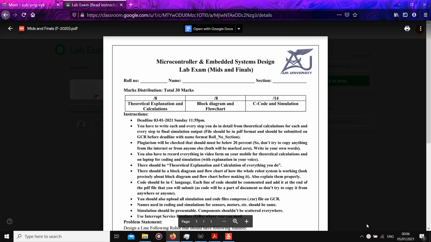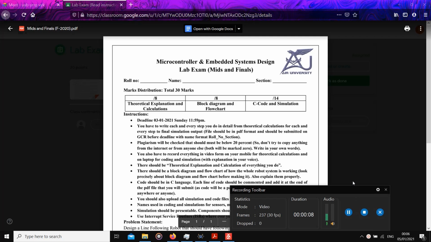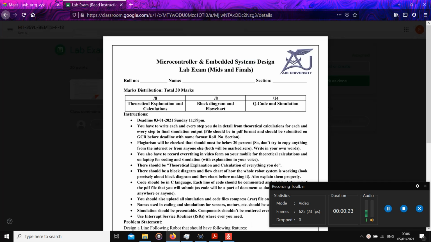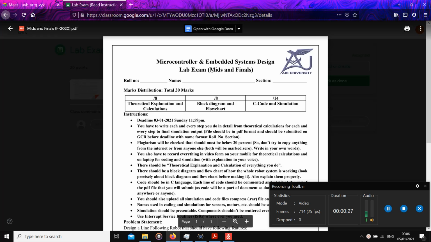I am currently in the fifth semester of my bachelor's in Mechatronics Engineering. So today I'm here with you for a project that is related to the subject of microcontrollers and embedded systems. Basically, we were given this project as a substitute for our mids and final exam.